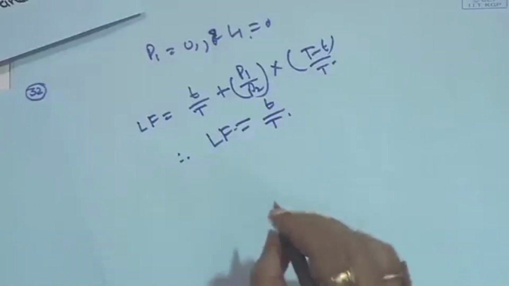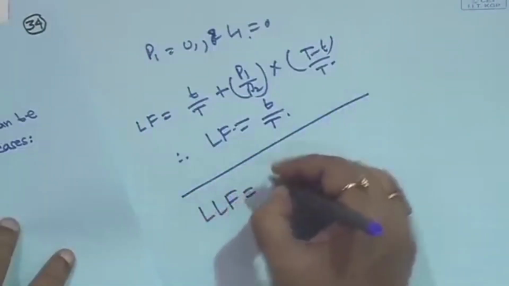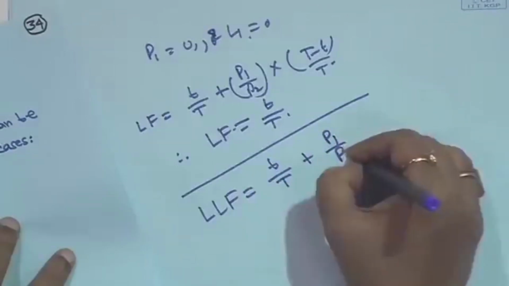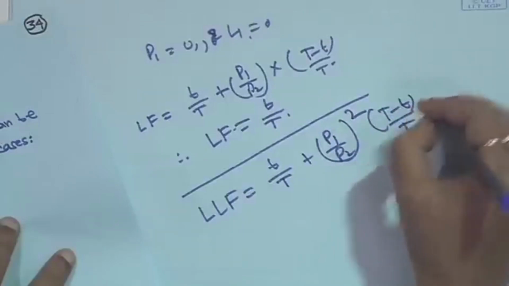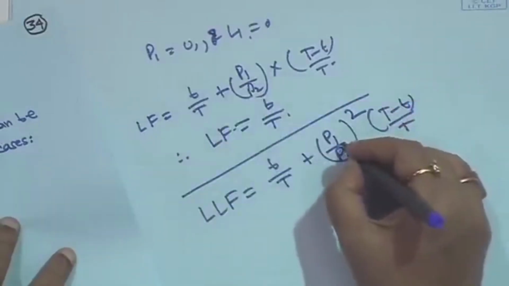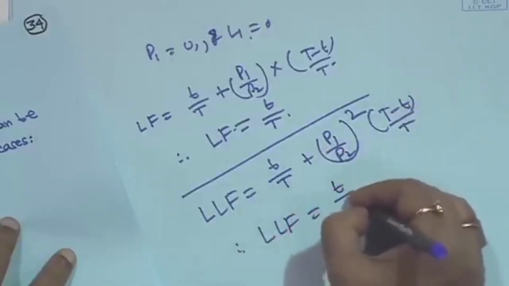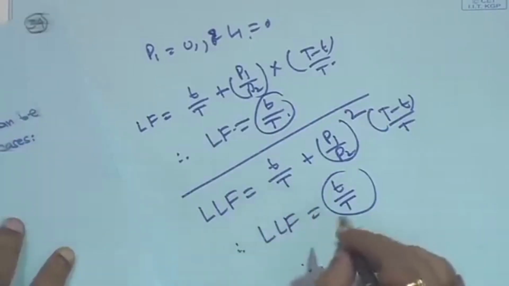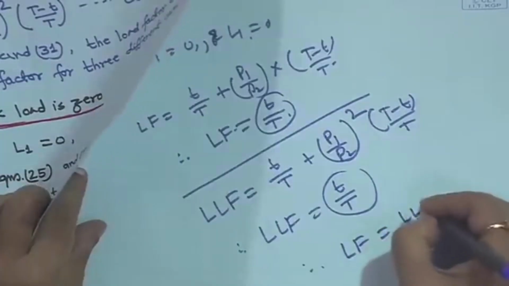Similarly, equation 31 is this one, for LLF. Loss factor is equal to small t by capital T plus P1 by P2 whole squared into (T minus small t) by capital T. But P1 is 0, if you put P1 as 0, this term will not be there. Therefore, loss factor is also equal to small t by capital T. That means for the case where off-peak load is 0, load factor is equal to loss factor.